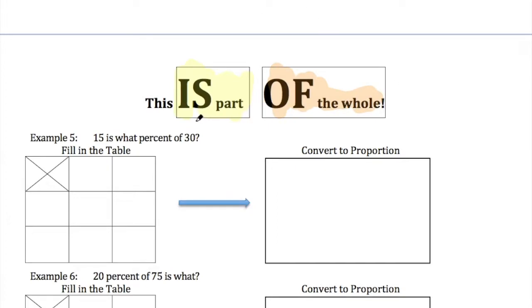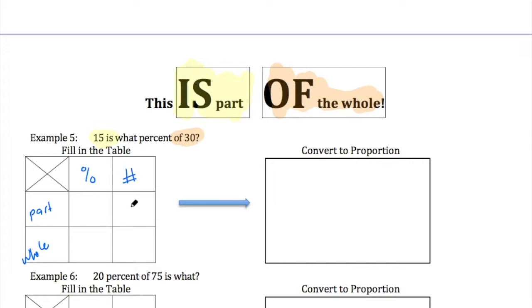So if we go and pick apart this problem, and we're looking for the part, 15 is right there. That's telling you that's going to be our part. And of 30 is telling you that's going to be our whole. So that should help fill in your table for you. Okay, so we've got part, we've got whole, we've got percent, and we've got items or objects or numbers, in this case we just call them numbers.